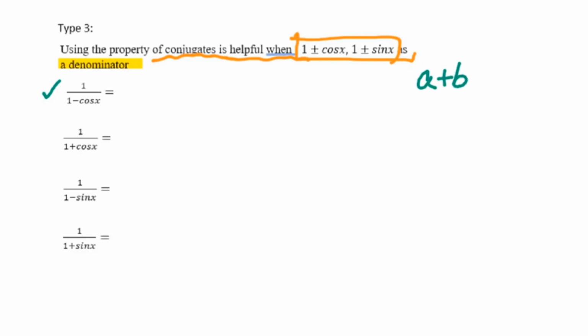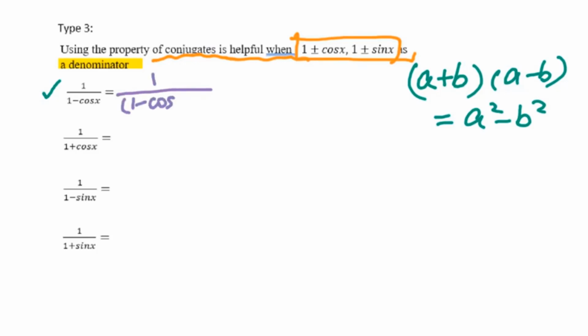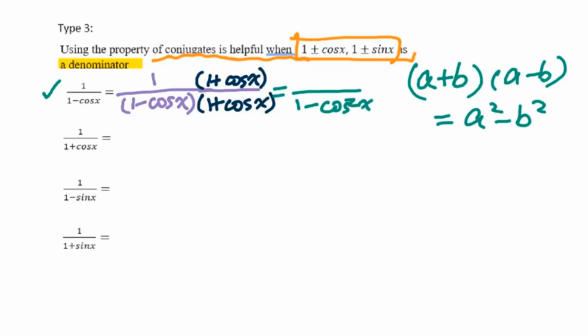We know a plus b, the conjugate will be a minus b. So we got a squared minus b squared. Therefore, you will get the 1 minus cosine x times its conjugate, which is 1 plus cosine x. So we got a squared minus b squared, that's 1 minus cosine square x. Top, that's 1 plus cosine x. 1 minus cosine square x, that's sine square x. Top will be 1 plus cosine x. We call this process a conjugate multiply.